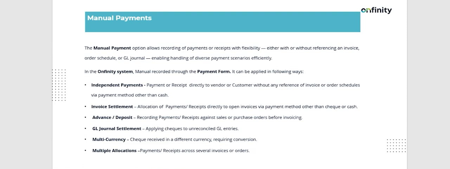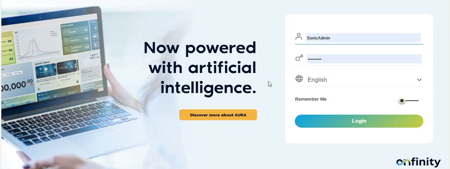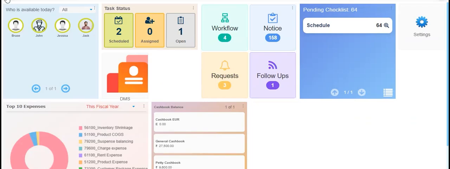Now, let's log into the Onfinity system and see how to record an independent payment. First, I will demonstrate how to make an independent payment. For example, paying directly to a vendor or receiving payment directly from a customer without any open invoices or schedules. So, let's log in to the Onfinity system using the credentials. Now, let's move ahead with the demonstration.